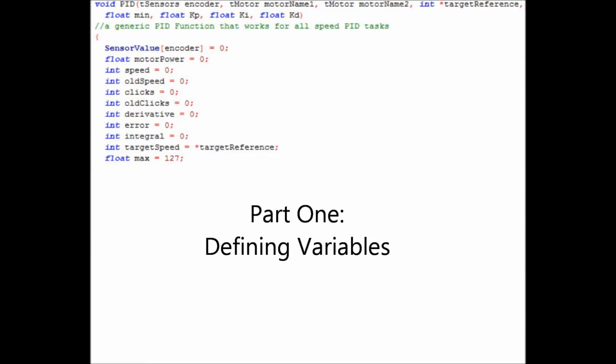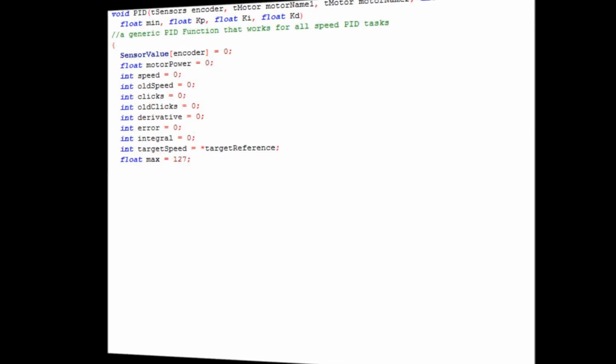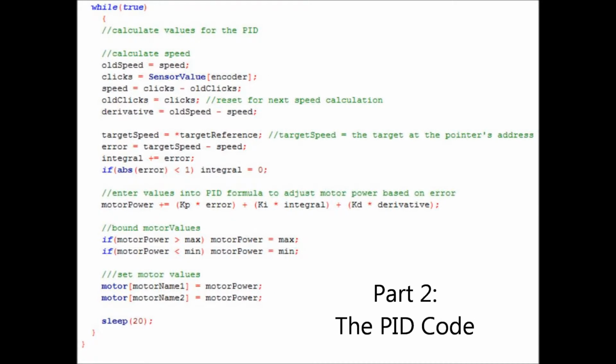We will be creating the PID loop in Robot C. To begin, you must define the variables and set them to start the loop at 0. To begin the PID loop, you must first store the previously calculated speed as old speed in order to compare it with the new current speed. In the first iteration of the loop, this value will be 0.